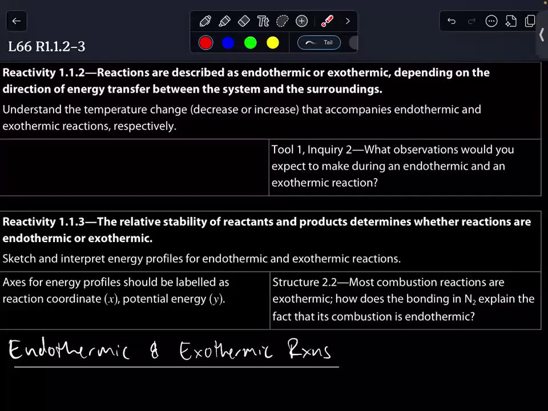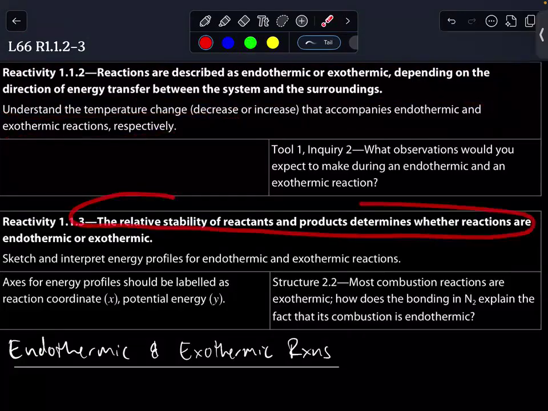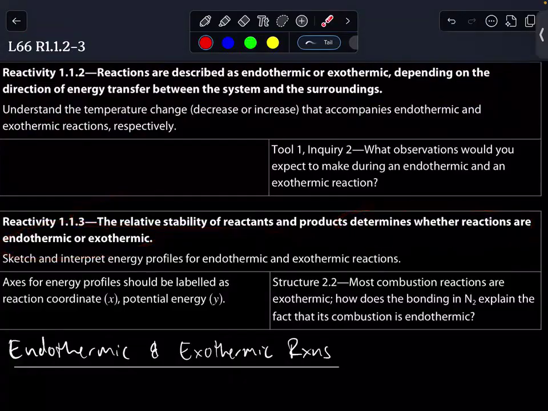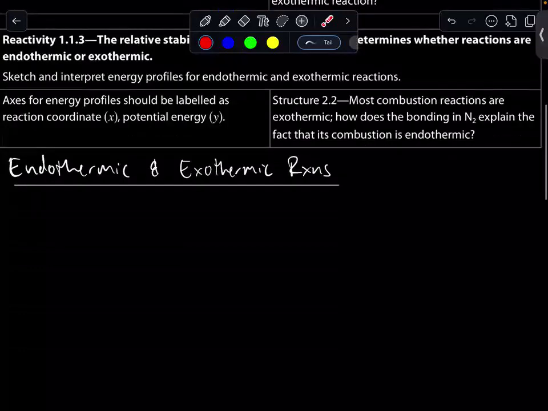Hello, y'all. Welcome to lesson 66, reactivity 1.1.2 and 3. We're going to be talking about how reactions are described as endo or exothermic, depending on the direction of energy transfer between the system and surroundings. We're going to understand the temperature change, decrease or increase, that accompanies endothermic and exothermic reactions. And we're going to talk about the relative stability of reactants and products, which determines whether reactions are endothermic and exothermic, and we'll sketch and interpret energy profiles for these two reactions. So, with this said, let's go right into it.